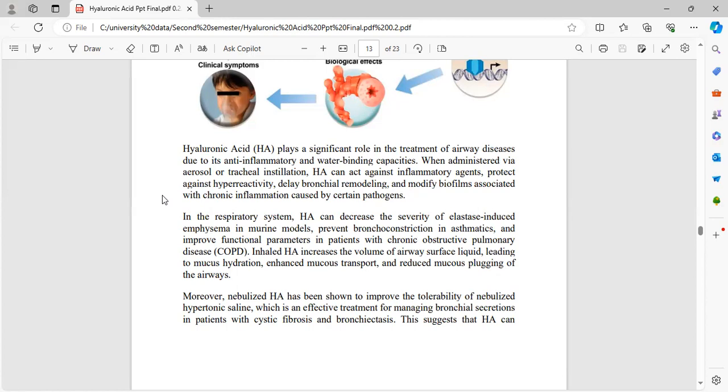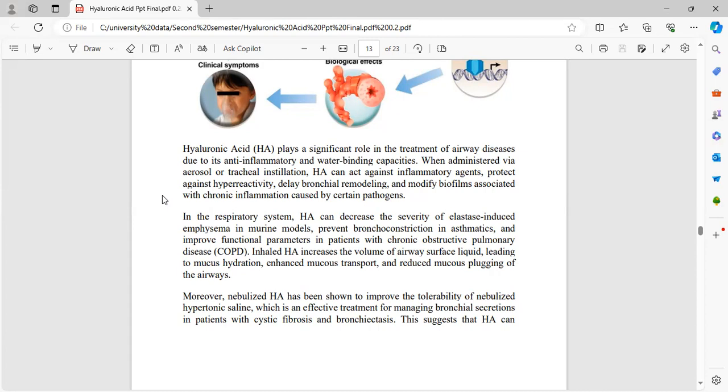Hyaluronic acid can decrease the severity of elastase-induced emphysema in murine models, prevent bronchoconstriction in asthma, and improve functional parameters in patients with chronic obstructive pulmonary disease. Inhaled hyaluronic acid increases the volume of airway surface liquid, leading to mucus hydration, enhanced mucus transport, and reduced mucus plugging of the airway.